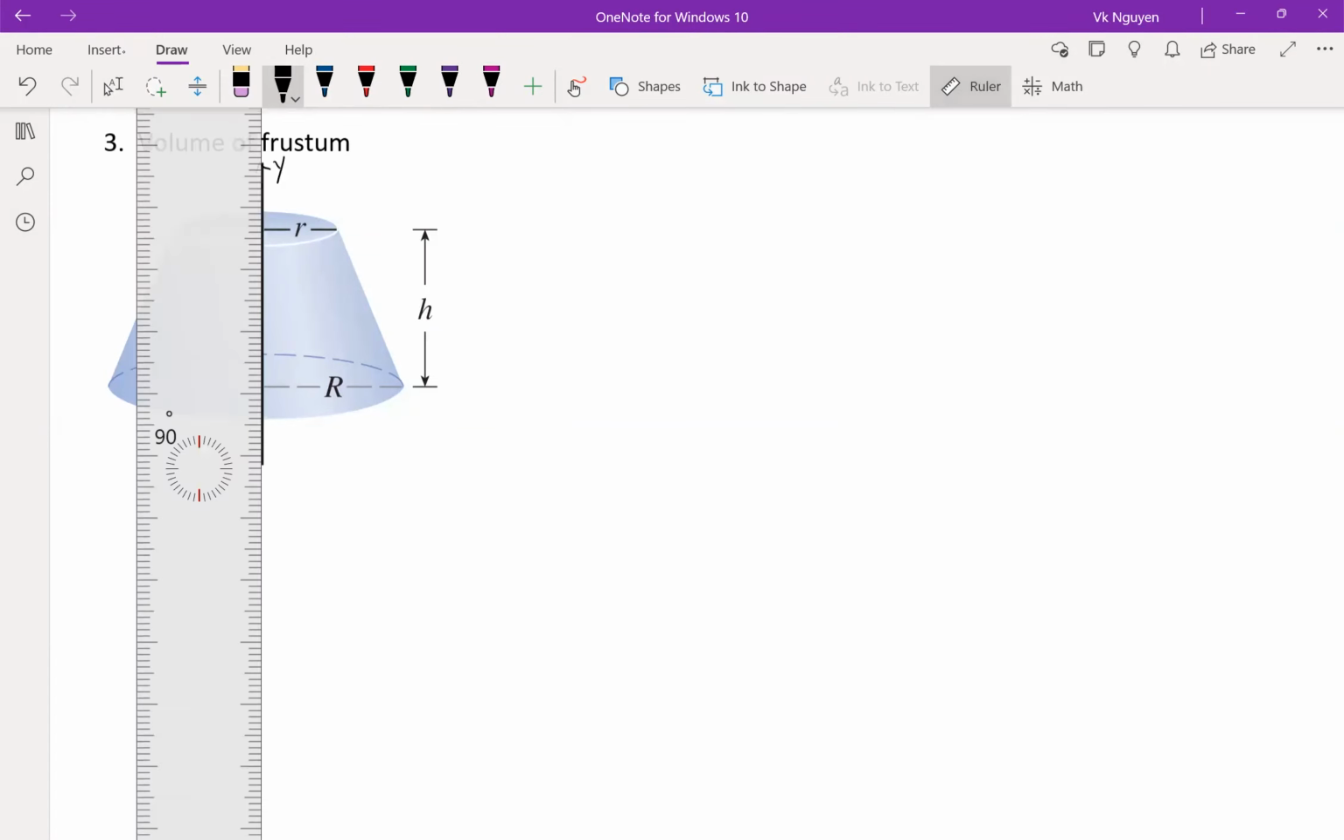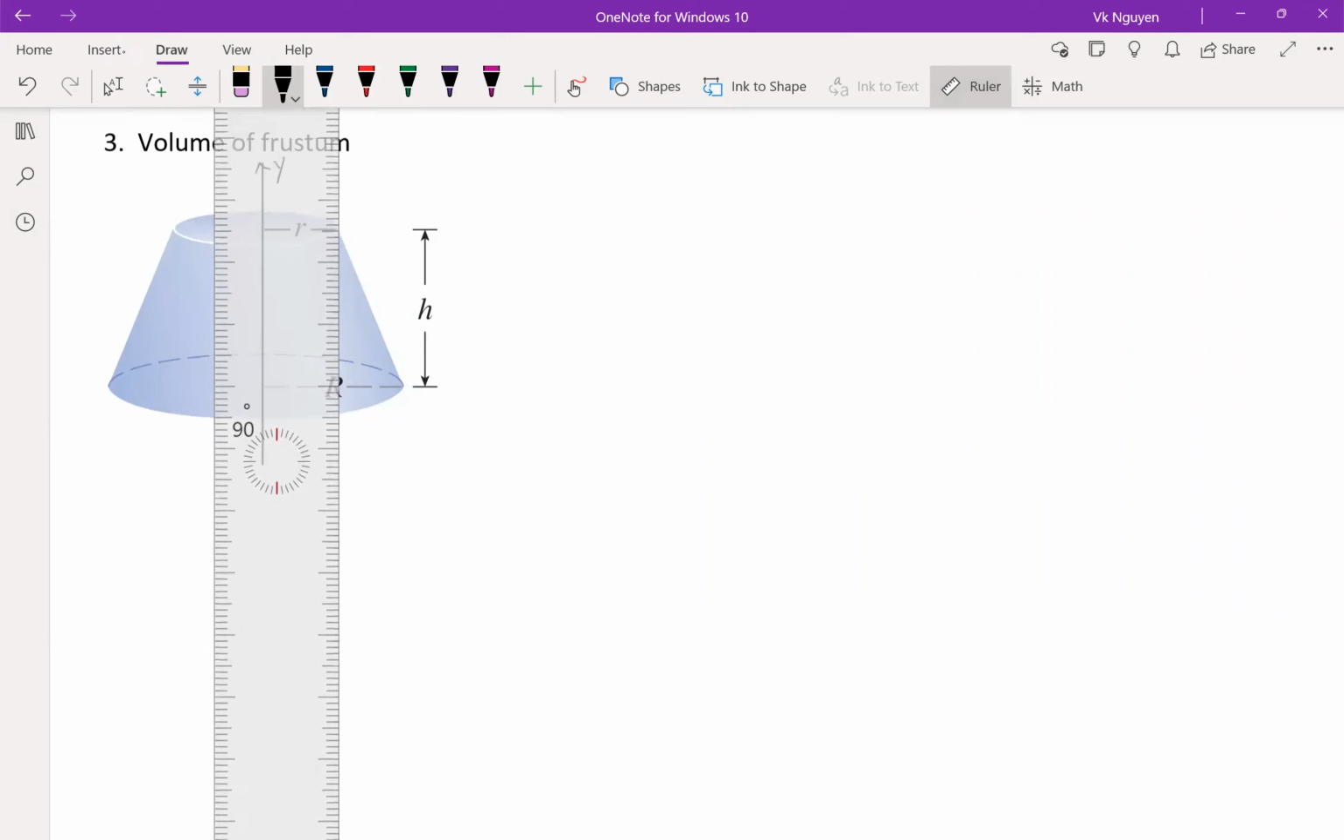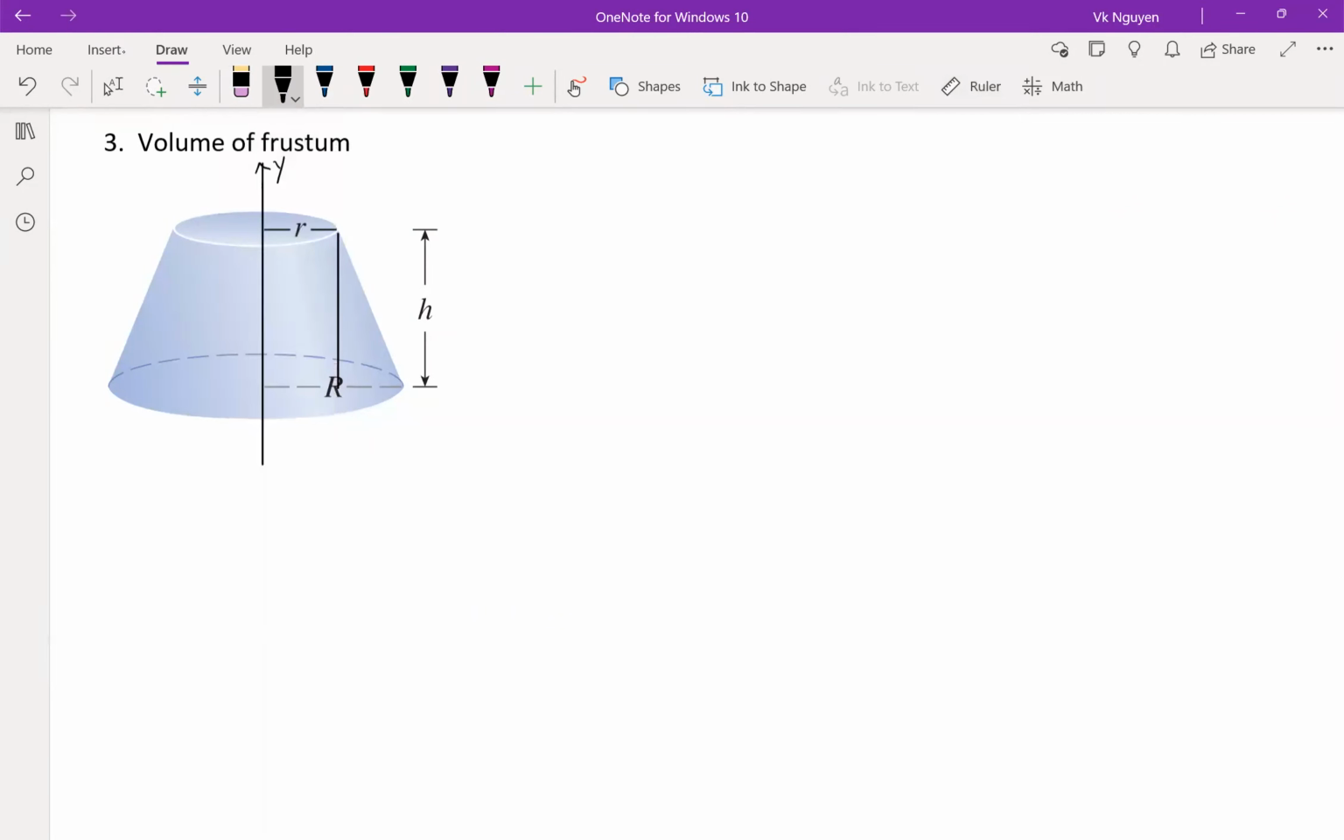We're also going to have this line right here. See this part right here, I'm going to draw the line right here. This side is the difference between the bigger radius and the smaller radius, so R minus r. Now we're going to cut out a cross section.